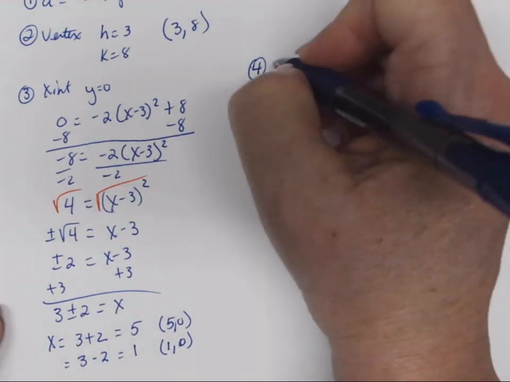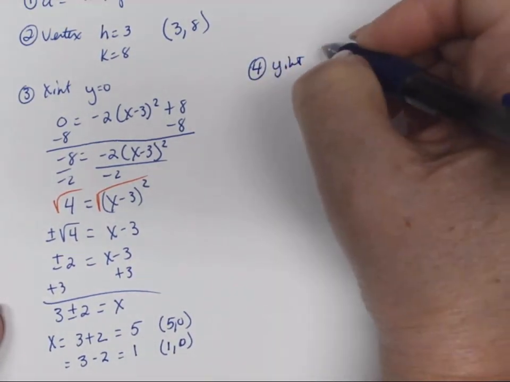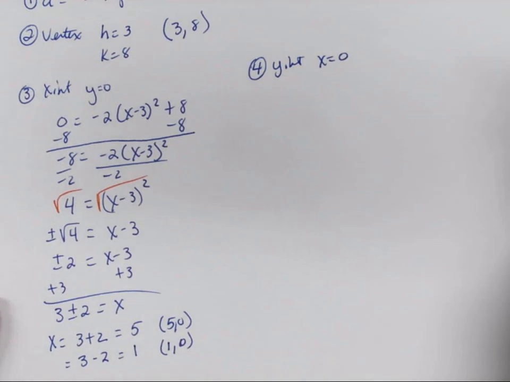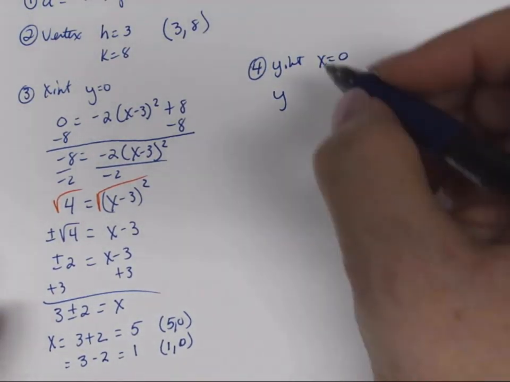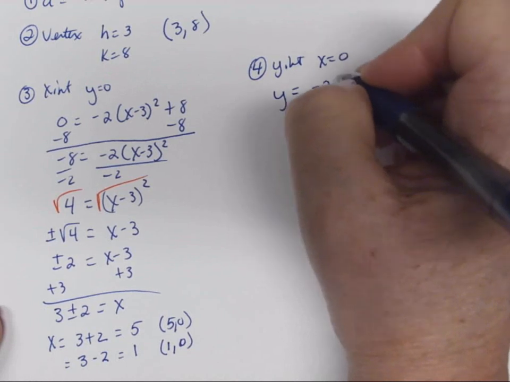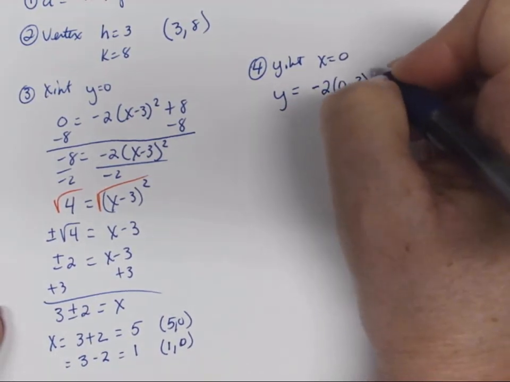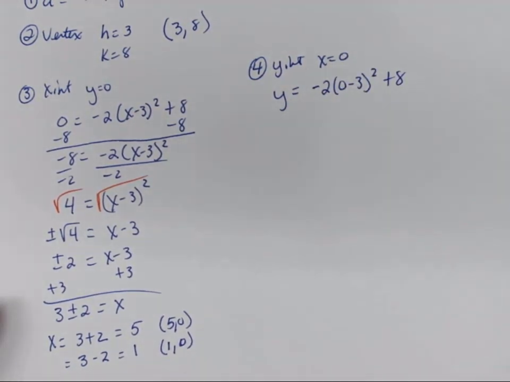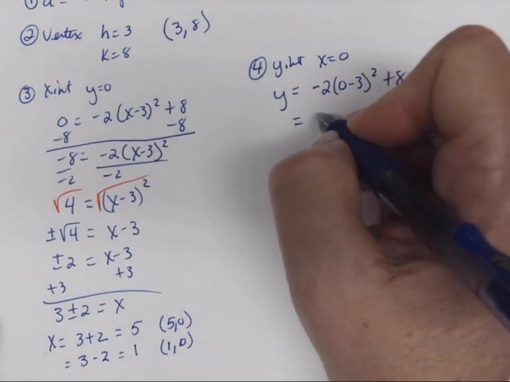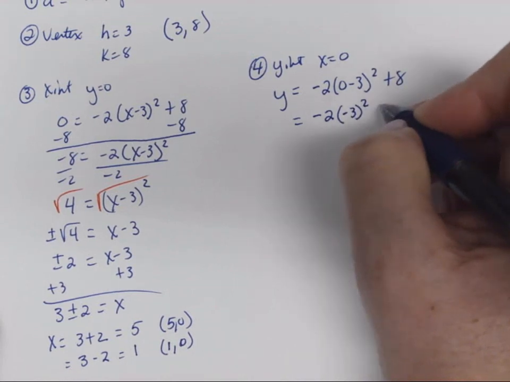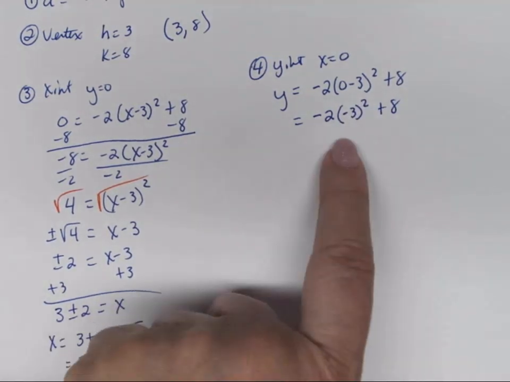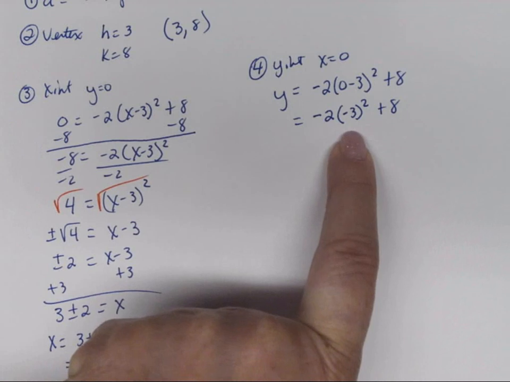Step 4 is to find the y-intercept. So the y-intercept is where we set x equal to 0. So y is still the same thing as f of x, so y equals negative 2 times (0 minus 3) squared plus 8. Well, 0 minus 3 is still just negative 3, so that'll be negative 2 times negative 3 squared plus 8. Following our order of operations, we have to do the squaring first.